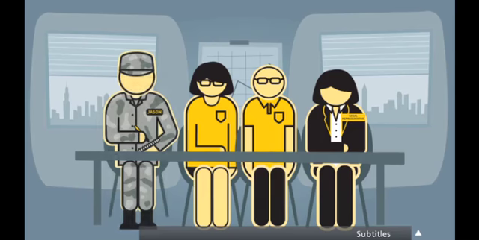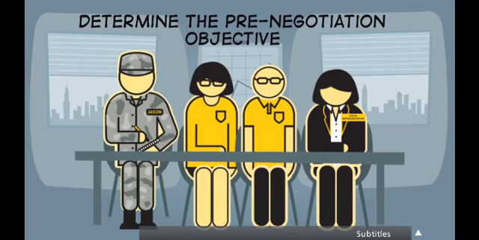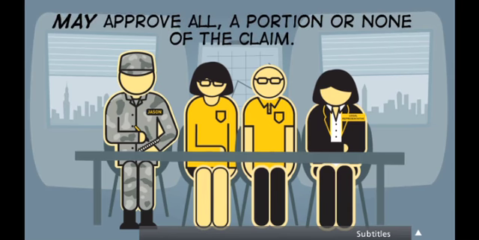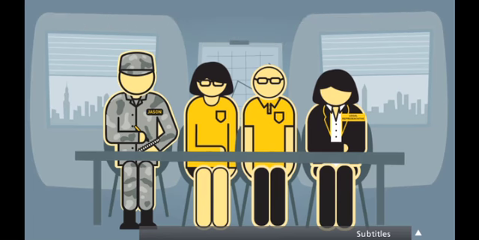Next, Jason and the team will determine the government's pre-negotiation objective. Jason and the team perform cost or price analysis on Charlie's proposal to derive the government's pre-negotiation objective. They will need to be responsive to all parts of the claim so that they can segregate each cost element and decide which elements to approve or deny. The government team may approve all of Charlie's claim, a portion of it, or none of it. They will derive their negotiation objectives based on their research, findings, and assessment of the situation.